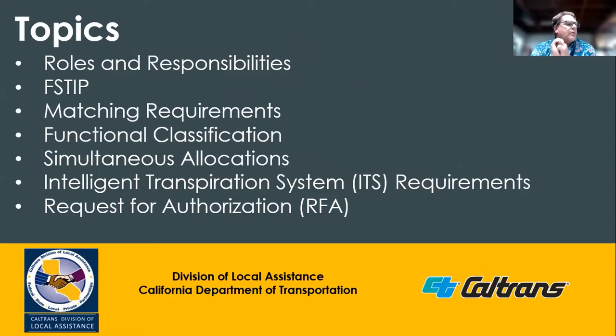Topics of this training are going to cover roles and responsibilities. Who does what? The FSTIP, the Federal Statewide Transportation Improvement Program. A project must be in the currently approved FSTIP before being eligible for federal funding. Match requirements. Federal participation varies with different programs. You need to know the maximum federal participation percentage for individual projects. The functional classification. Also, various programs require projects to be on the federal aid system. Every street and road has a functional classification.